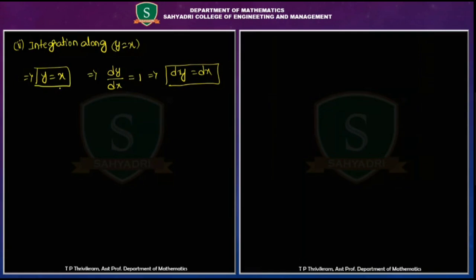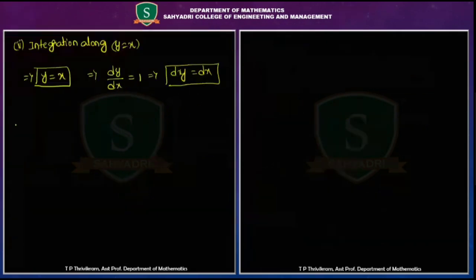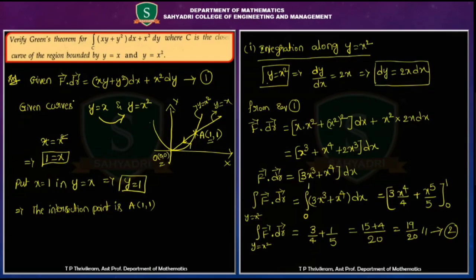Now it's your wish whether you want to convert f dot dr in terms of x or y. Okay. So which one do we want to find? f dot dr, this is from equation 1. Whether you want to convert f dot dr into the y variable or x variable? X variable. So substitute y equal to x here.